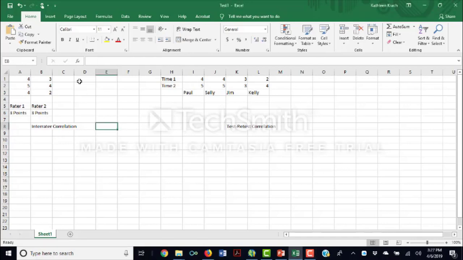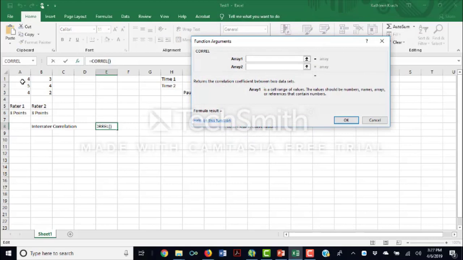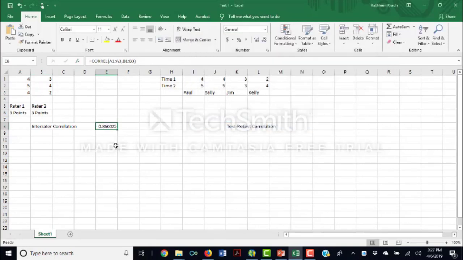So I'm just going to click on any random cell, hit function, and if correlate is not on here, just do a search for correlation, and you'll get that. And then we're going to decide our arrays. So we want to find out what rater 1, so that's going to be 4, 5, and 4, are those 3 data points. And then rater 2, and we're going to correlate the 3, 4, 2 with the 4, 5, 4 and hit OK, and our correlation is 0.867. So that is our inter-rater reliability data. All right, so that's actually pretty good.